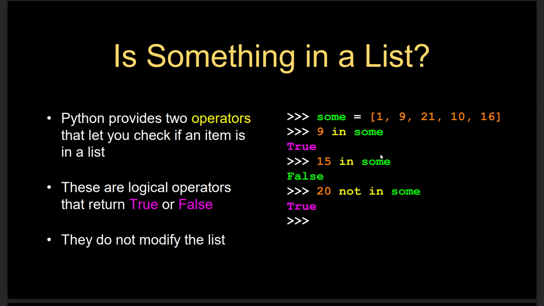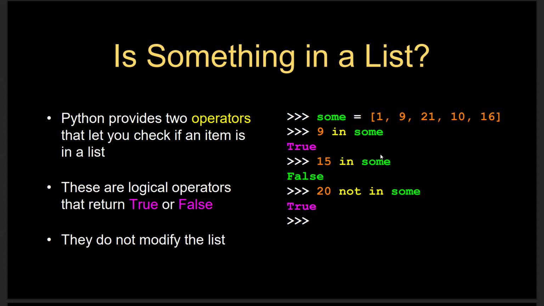Suppose here I have one list: 1, 9, 21, like that. I am checking 9 in sum. Whenever I check 9 in sum, it will go to the list and check whether the 9 is present in the list or not. If it is present, it will return true. Otherwise, it will return false. In the above list, the 9 is present, so it will return true. Next one, 15 in sum.